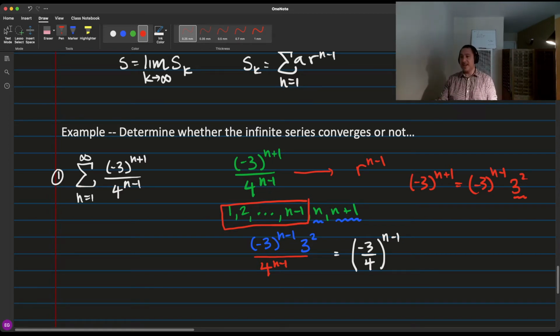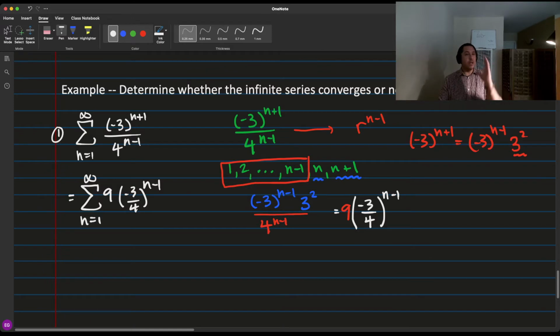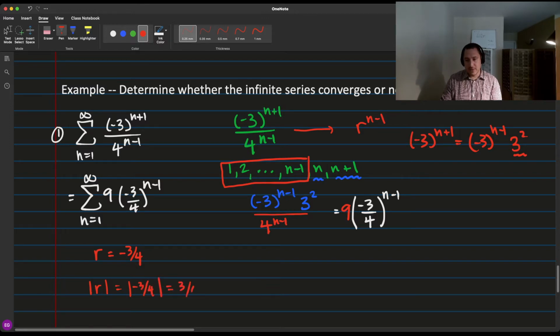Okay, cool. So looking at this, you get negative 3/4 to the n minus 1 times 9. And that's actually the form that you want it to be in, right? You realize this can now be rewritten as sigma n equals 1 to infinity of 9, which would be your a, times negative 3/4 to the n minus 1 power. And we know that this only converges if your r, which in this case is negative 3/4, has an absolute value less than 1. Well, the absolute value of negative 3/4 is 3/4, and 3/4 is less than 1. So we know that this sequence converges.